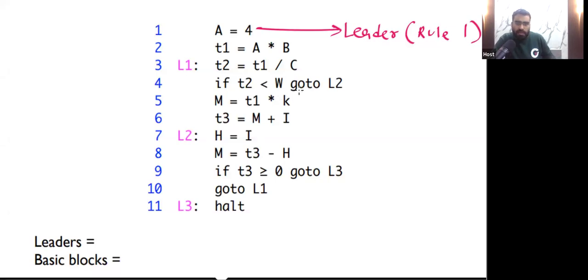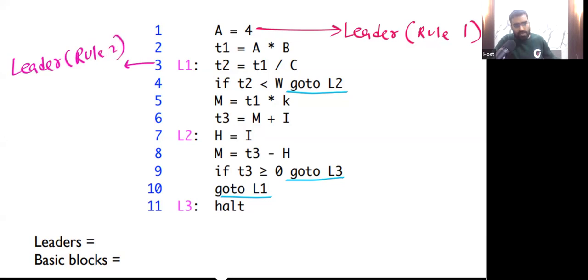Now just look at the jump instructions. This is a conditional jump instruction, a conditional jump instruction, and an unconditional jump instruction. Now you can easily see that the target of a jump instruction will be a leader. You can see this goes to L1, so this target will be a leader because of rule number 2: the target of a branch instruction will be a leader.